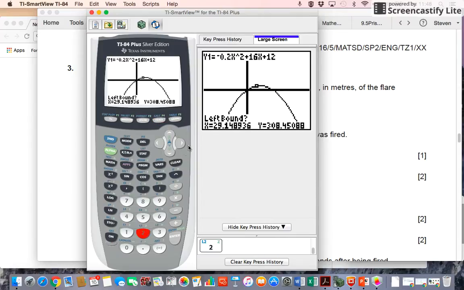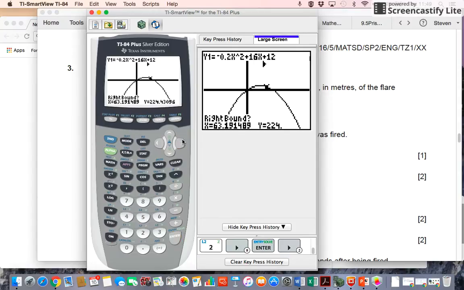Okay, and then I want to go to the left and the right of the 0. Okay, again, there's a 0 over here, but that's in negative time territory. That doesn't exist. So we're not going to look for that 0. We're going to look for the positive 0. Okay, I'm to the left. Y is 278. That's the height of the flare there at 56 seconds.